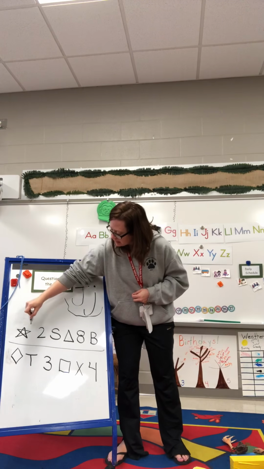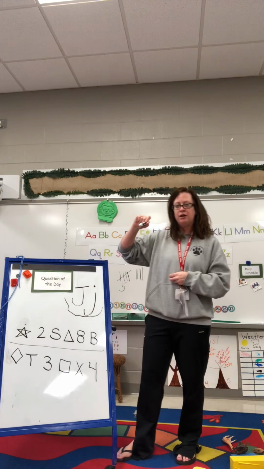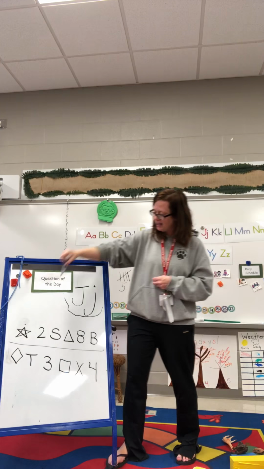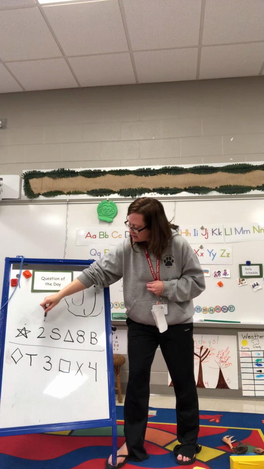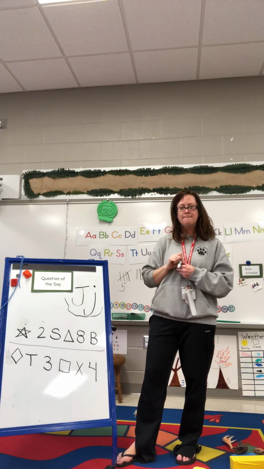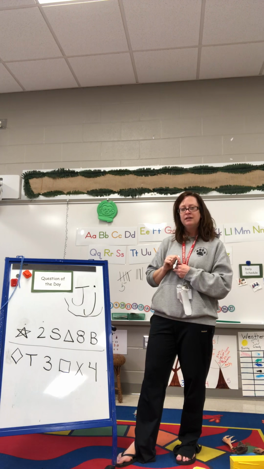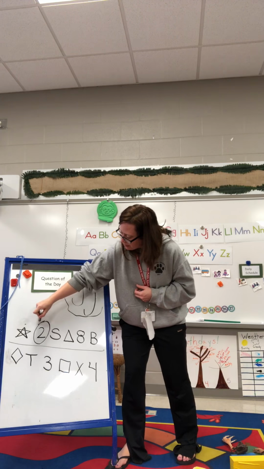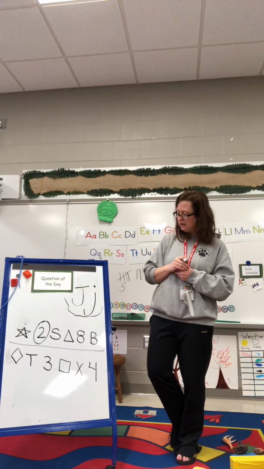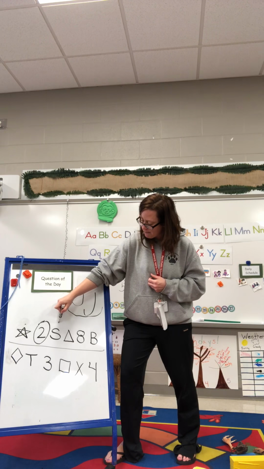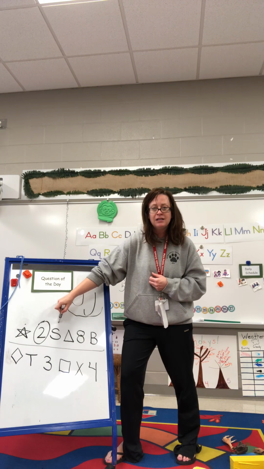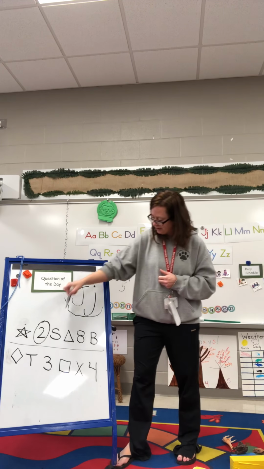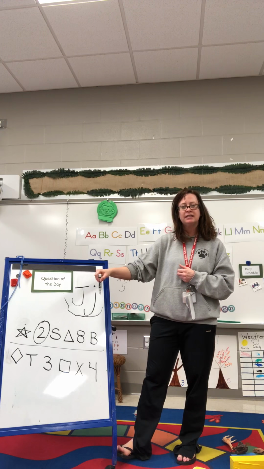So is this a shape or a number? It's a shape, okay? That's a star. Is this a shape or a number? Okay, it is the number 2. So we'll go ahead and circle number 2. All right, is this a shape, number, or a letter? It's a letter, the letter S, and it makes this sound.